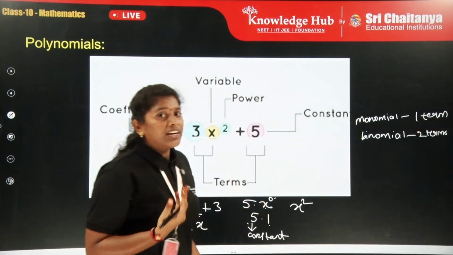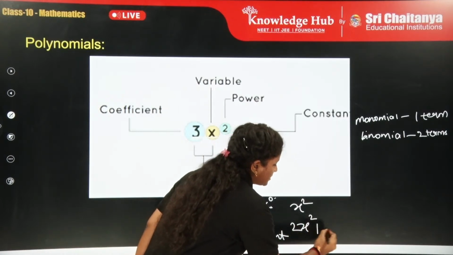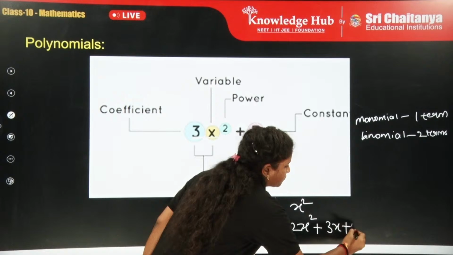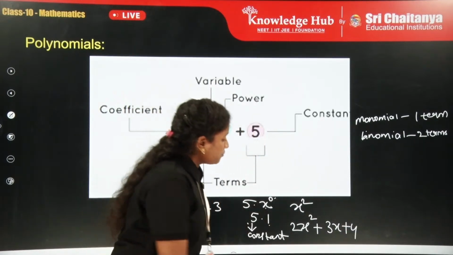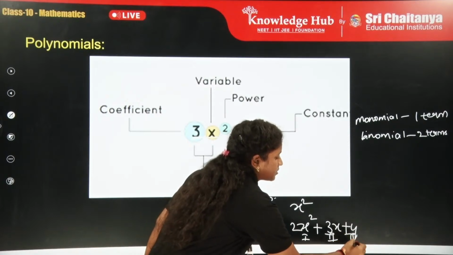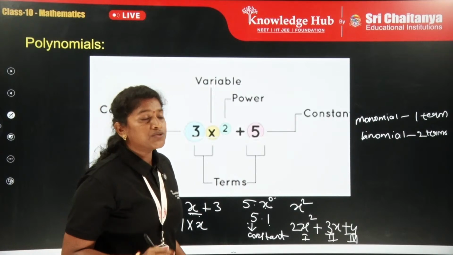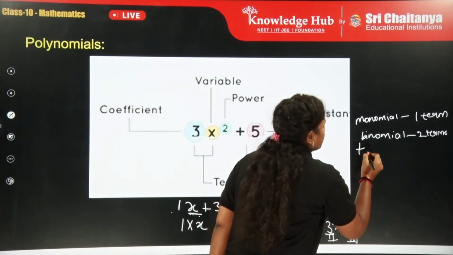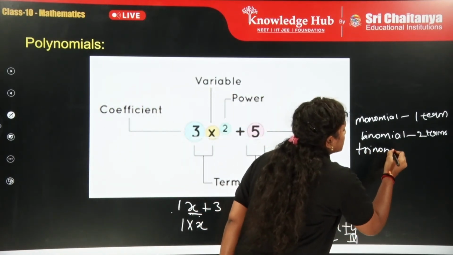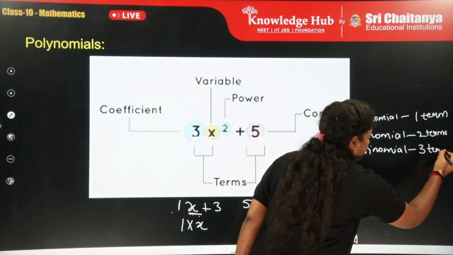Now let me give you another example: 2x square plus 3x plus 4. If you observe here, we are having 1, 2 and 3 terms. In a polynomial, if you are having 3 terms, we are going to call it the trinomial. So this will become your trinomial, which is having 3 terms in it.